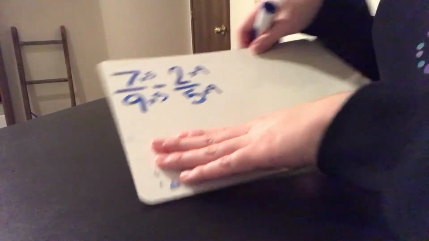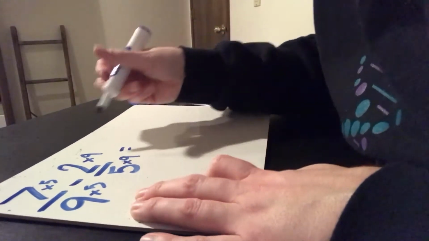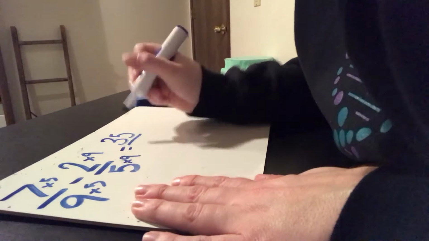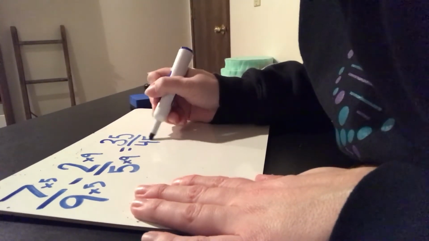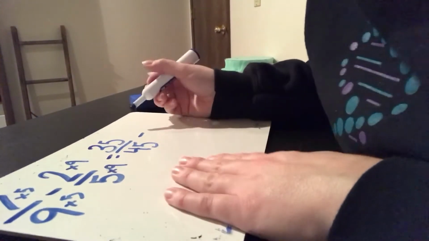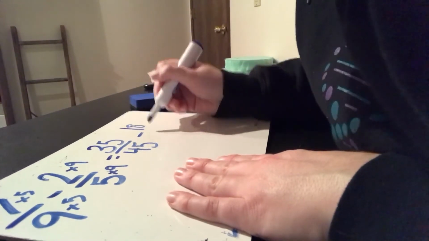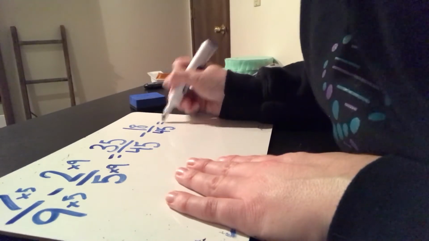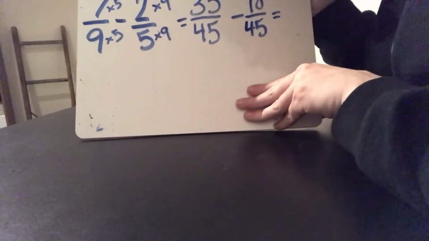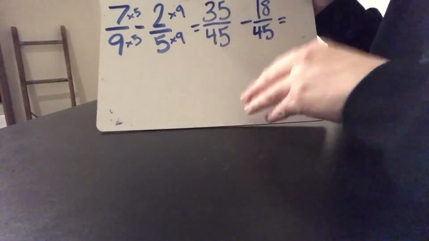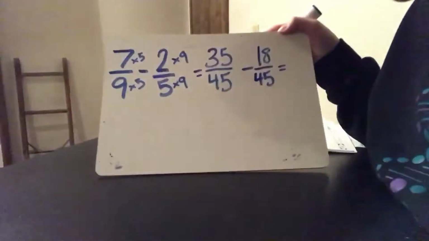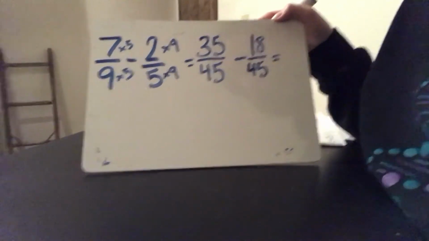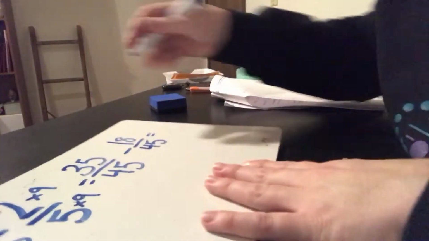Okay. So now I'm going to go over and rewrite my fractions. 7 times 5 is 35. 9 times 5 is 45. And I'm subtracting. 2 times 9 is 18. 5 times 9 is 45. Ooh, this is a really nice fraction. Like, really, really nice. I'm going to pick this up for a second. We could just subtract right across. No problem. Okay, let's go ahead and do that.